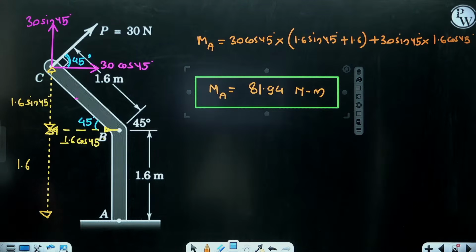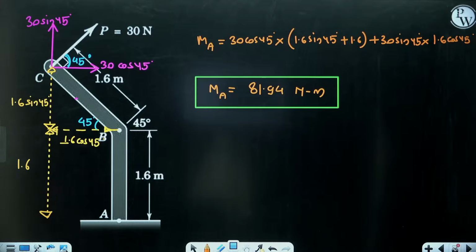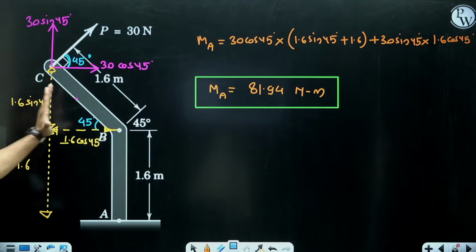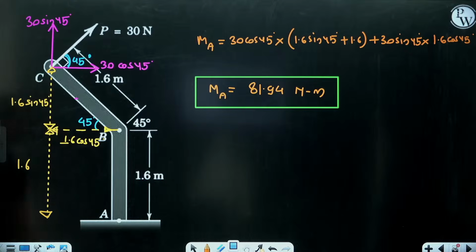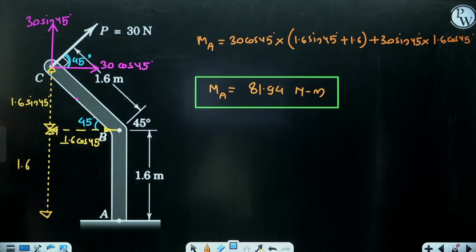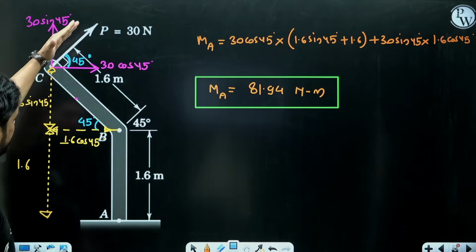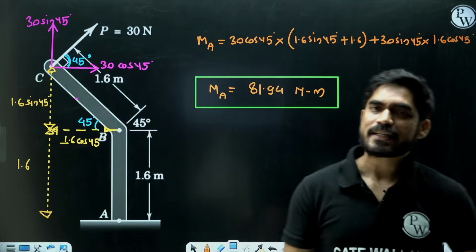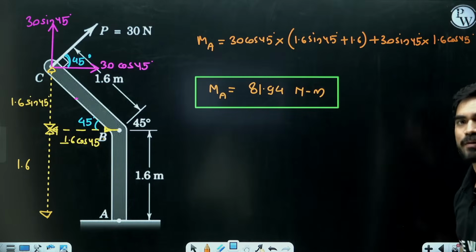81.94 Newton meter. So in this case, we had to resolve the force as well as find the distances, right? Here the challenge was to find the distances. So 81.94 Newton meter is the moment of the force 30 Newton about point A. So these were the scalar calculations of the moment.